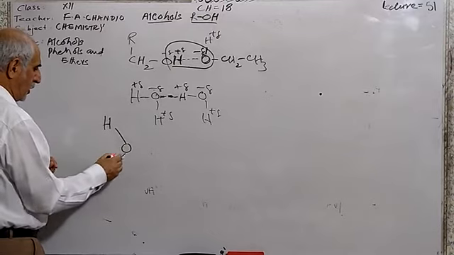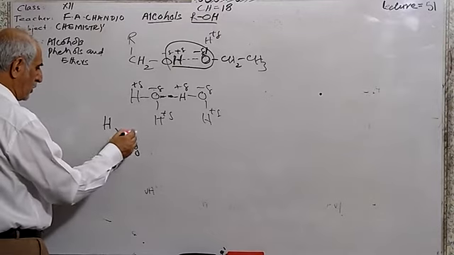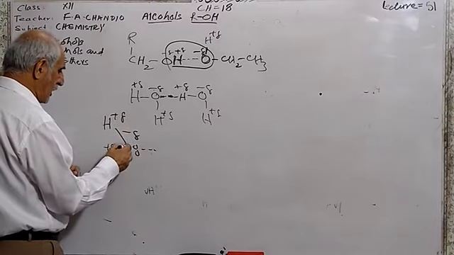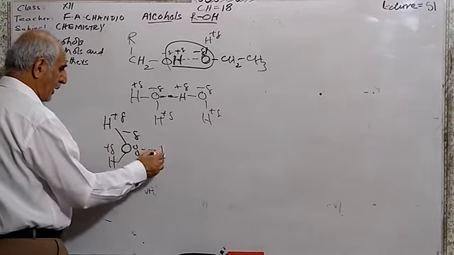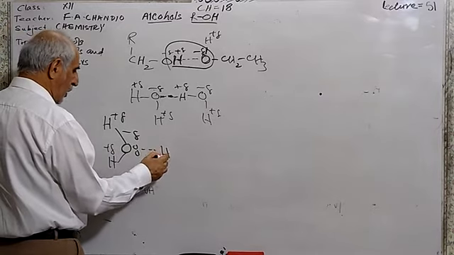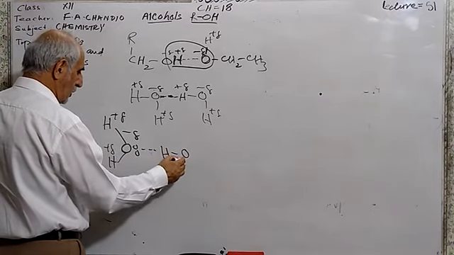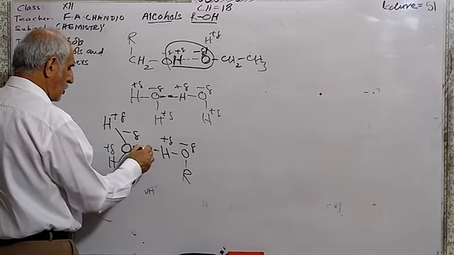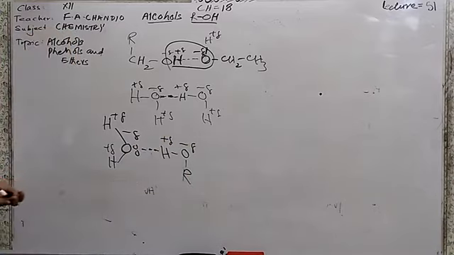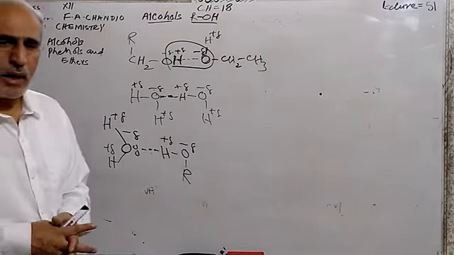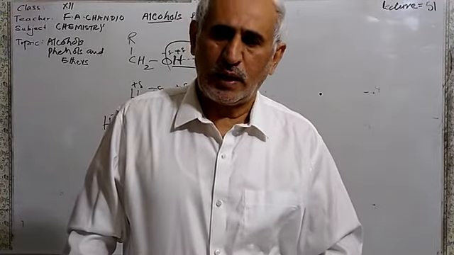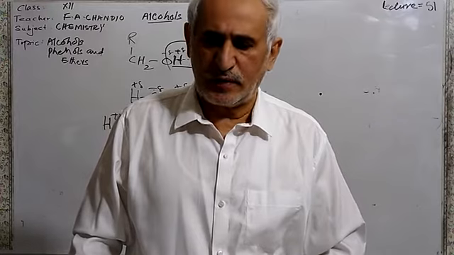This is the water, lone pair here, partial negative, partial positive. So this is the oxygen of the water and this is the hydrogen of the alcohol. So they form a new hydrogen bond between water and the hydrogen of the alcohol. That's why there is no limit of miscibility between the alcohol and water. They are highly miscible with each other.